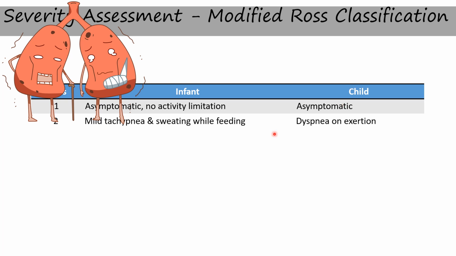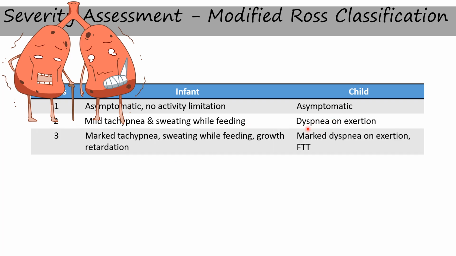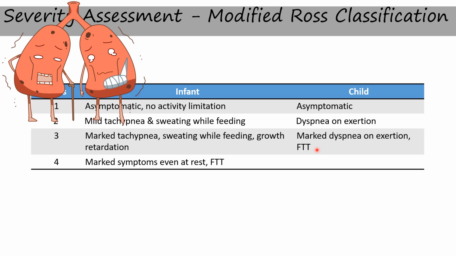In class 2, there is mild tachypnea and sweating while feeding in an infant, and there is dyspnea on exertion in a child. In class 3, there is marked tachypnea, sweating while feeding, and growth retardation in an infant, whereas in a child there is marked dyspnea on exertion, and the child may be developing failure to thrive. Class 4 is when marked symptoms occur even at rest and there is failure to thrive.